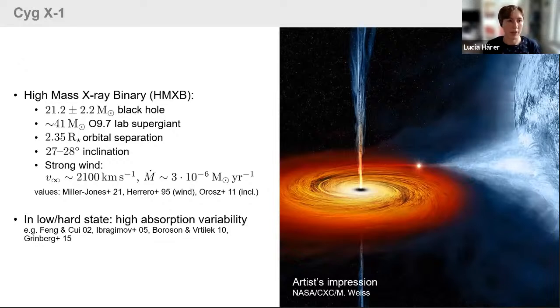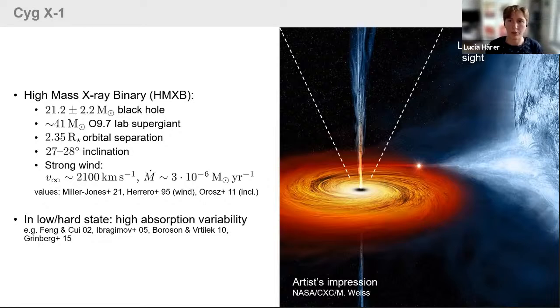The source I've been looking at is Cygnus X-1, a high-mass X-ray binary. It has a quite low orbital separation, and as you can see in this artist's impression, this introduces a focused stream of material via which the black hole accretes in addition to the wind accretion. The inclination is just below 30 degrees, so the source is not obscured, and we have this line of sight. Cygnus X-1 has high absorption variability, especially in its low hard state. This is believed to be introduced by the structure of the stellar wind.